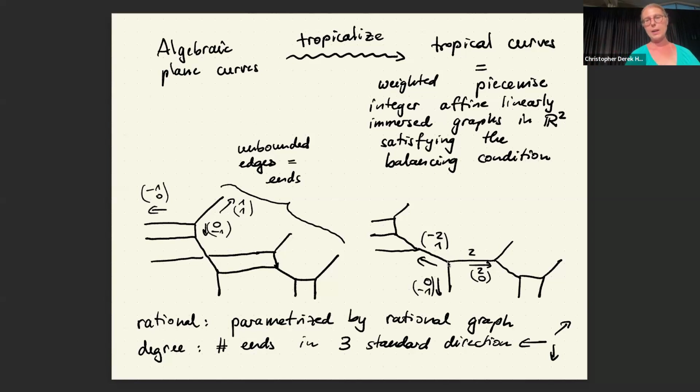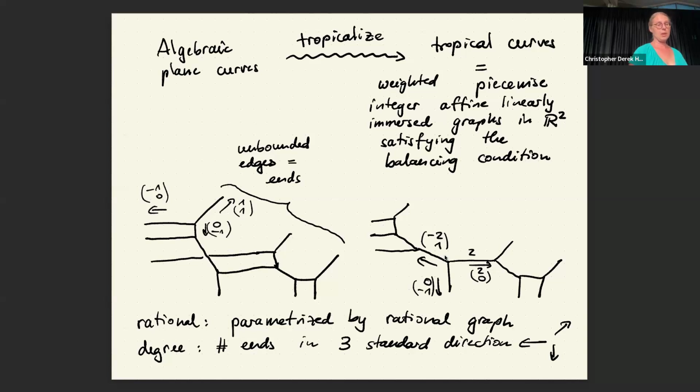If you sit at this vertex here and look around you, then you have this edge, which has direction (-2, 1). If you don't believe it immediately, you can just follow. This goes down (0, -1). This is (1, 1). And then this is (2, -1) in this direction, (-1, 2) in the other direction. And this goes down with (0, -1). Now we don't take the primitive vector in that direction. The primitive vector would be (1, 0), of course, but we multiply with the weight, then it is (2, 0), and then we sum up those three vectors, and once again, this is 0. So tropical curves are those weighted, piecewise integer affine linear immersed graphs in the plane that satisfy the balancing condition.